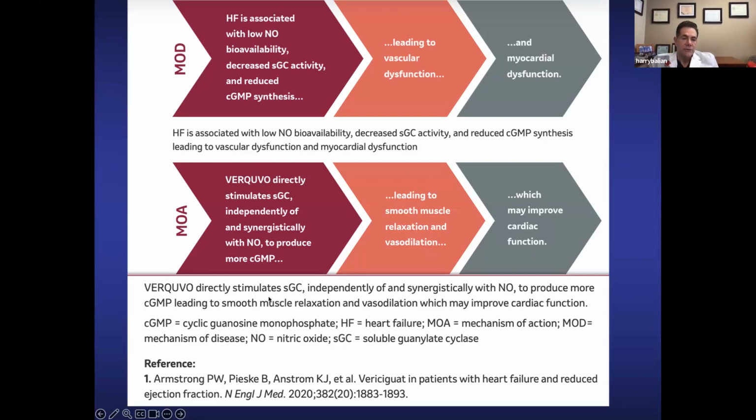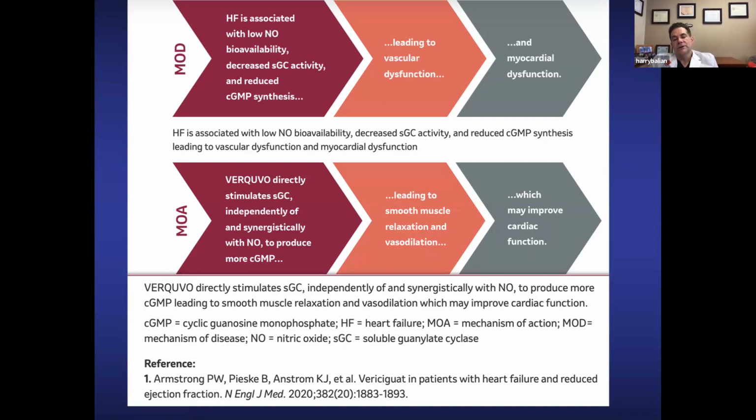So again, Verquvo directly stimulates the cyclic GMP independently and synergistically with nitric oxide, produces more cyclic GMP, leading to smooth muscle relaxation and vasodilation, improving cardiac function. So these are all some of the new drugs in the market. Obviously, important to make use of somebody's overwhelming heart failure.